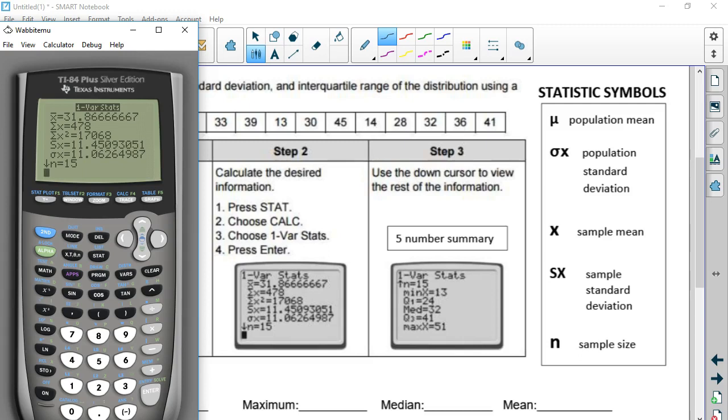Now, n is 15, so we put in 15 pieces of data. And if you scroll down, this is known, as you see in your paper, as the 5-number summary: the minimum, Q1, median, Q3, and max. If you remember, that's how we made that box and whisker plot earlier in the notes.